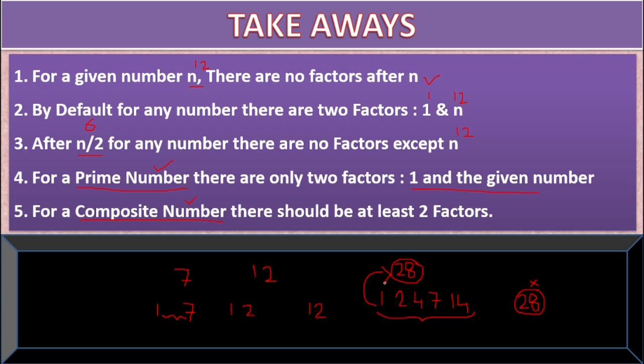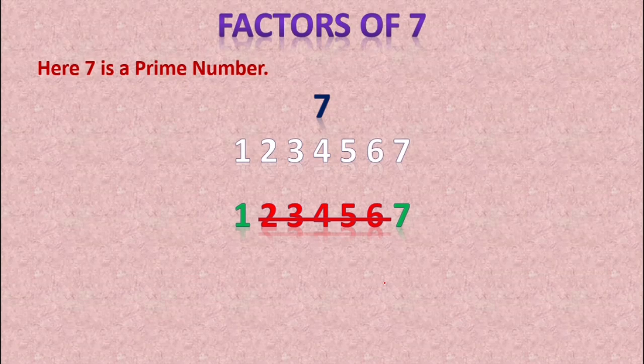Going forward, here 7 is a prime number, as I already told you. There are no factors in between, right? 7 is not divisible by any of these numbers. It has only two factors, one is 1 and the other one is 7. Then such a number is called a prime number. That is the definition of a prime number.